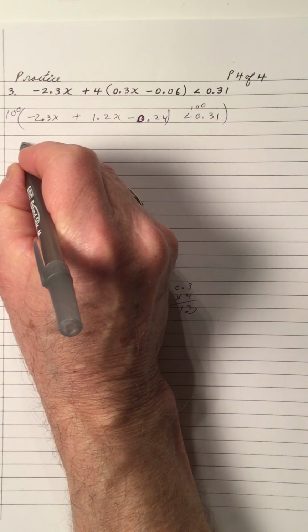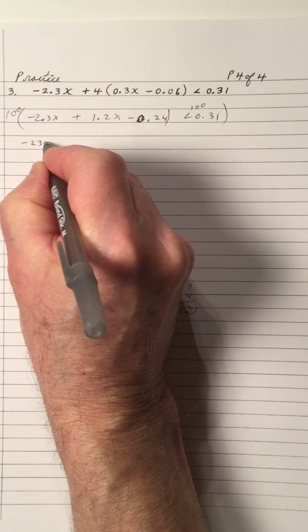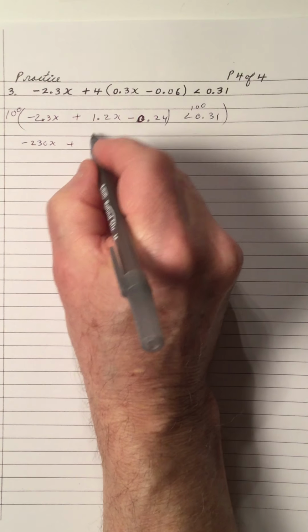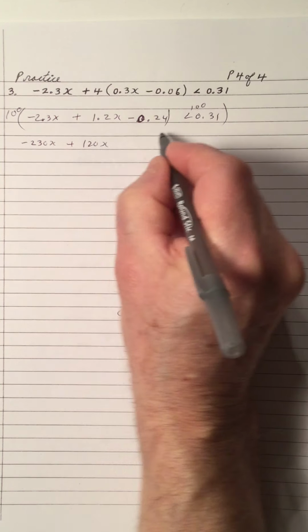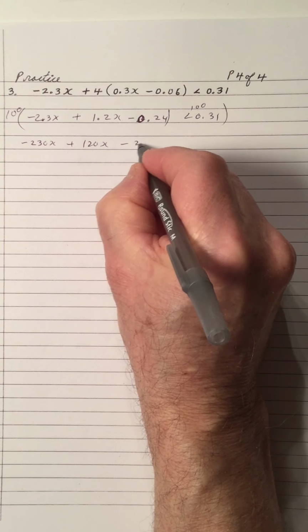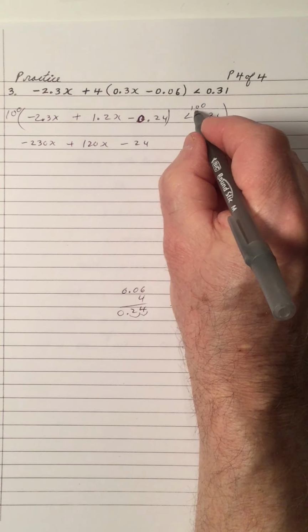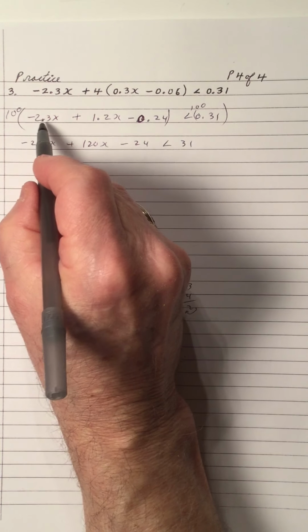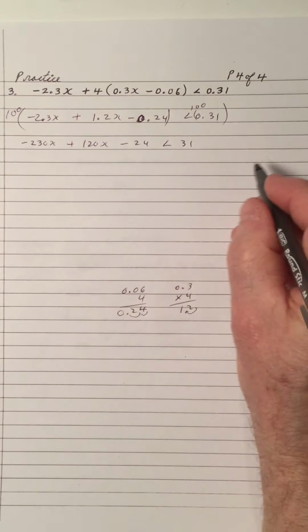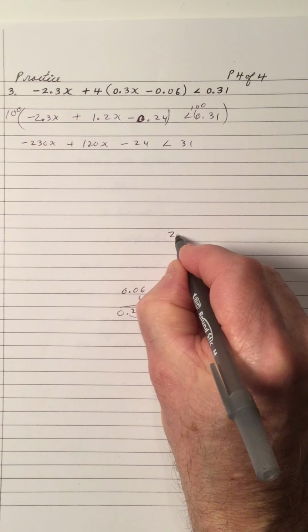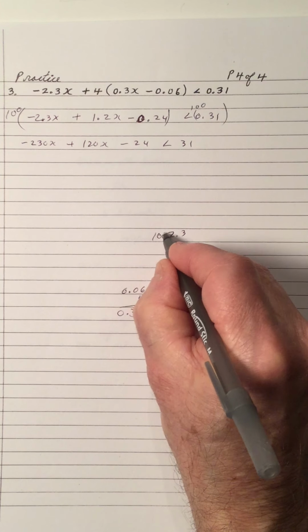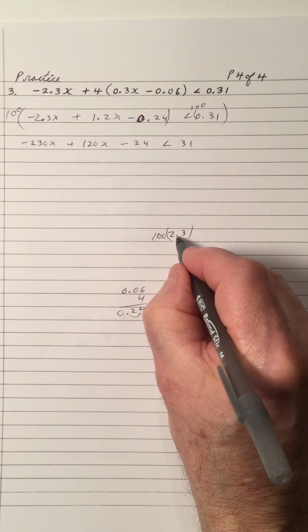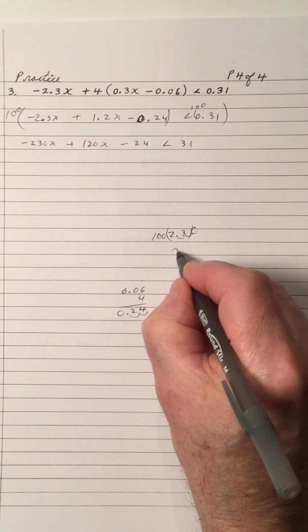So 100 times gives negative 200. 100 is 120. 100 gives me 24. And 100 gives me 31. When you multiply by 100, it moves 2 places. So if you think about it, 2.3 times 100, it moves 2 places. So you got to go 1, 2. So you get 230.